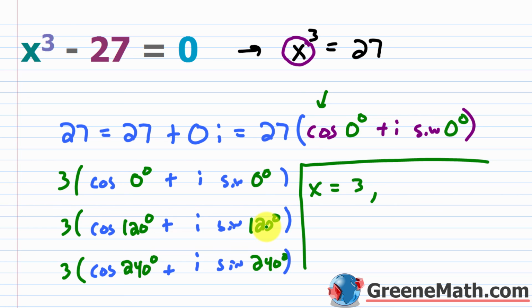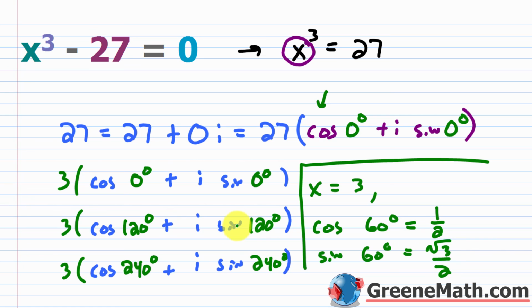There's a 60-degree reference angle here, here, here, and here, right? 120 degrees, 240 degrees, you have a 60-degree reference angle. So the cosine of 60 degrees is going to be 1/2, and the sine of 60 degrees is square root of 3 over 2, okay? So it's just a matter of getting the signs right.